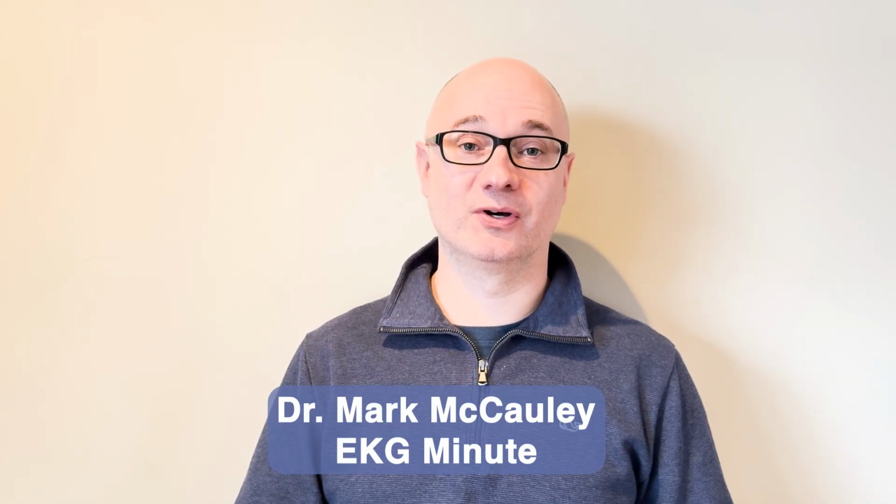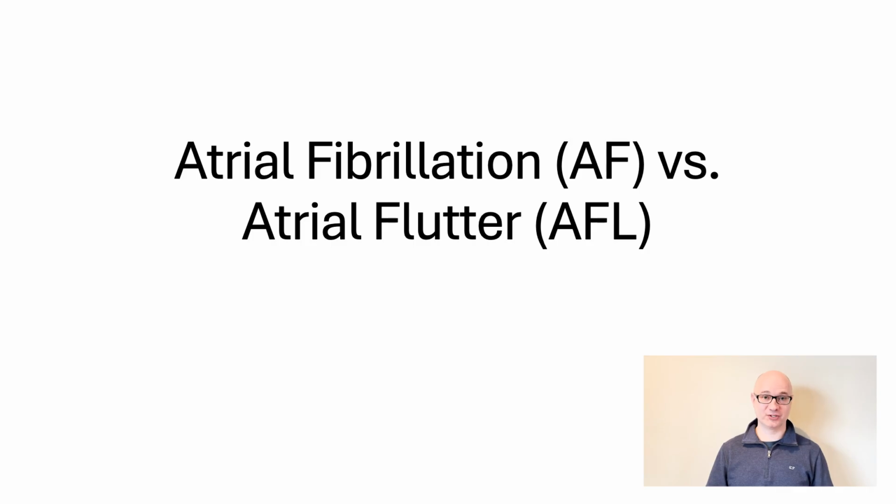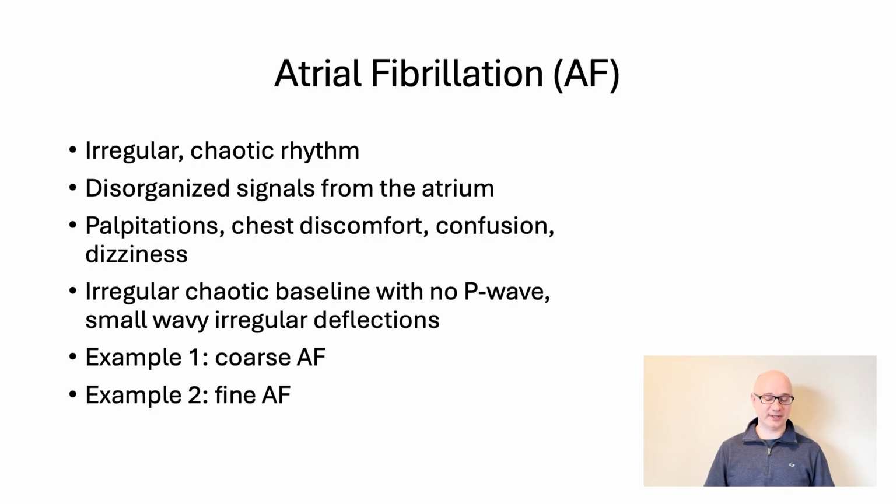So today we're going to go over the differences between atrial fibrillation and atrial flutter on an EKG. So first of all, with atrial fibrillation, you have a rapid and chaotic rhythm that often affects the regularity of the QRS complexes. And this rapid and irregular rhythm actually occurs primarily in the left atrium as it spills on down into the ventricles, causing the ventricles to beat irregularly.